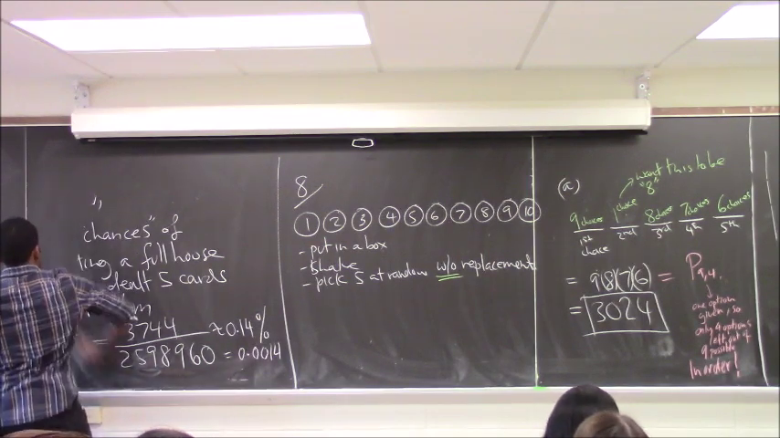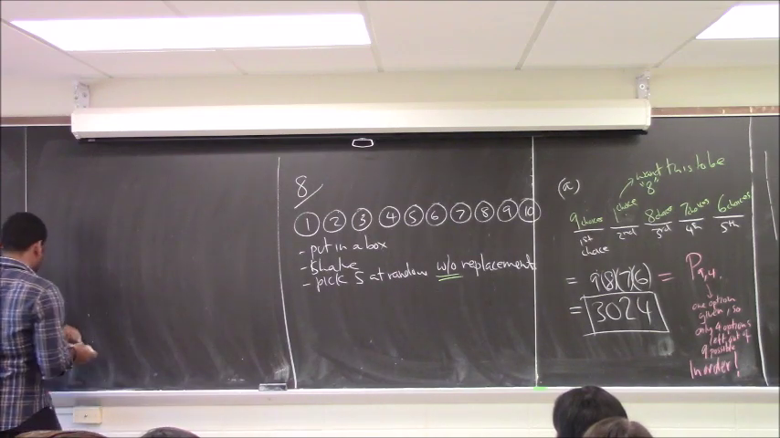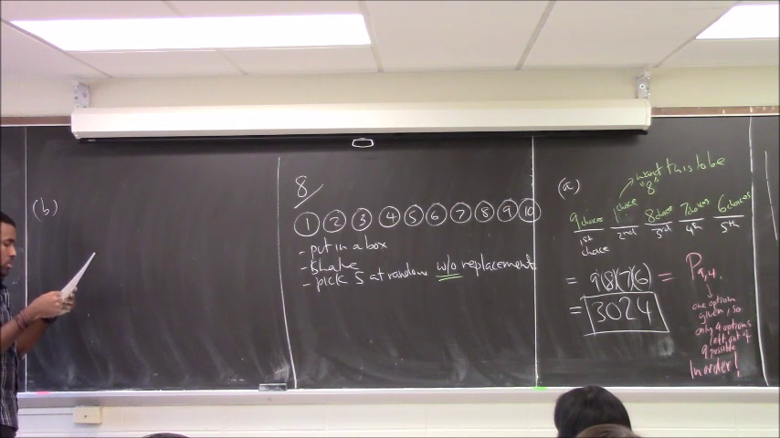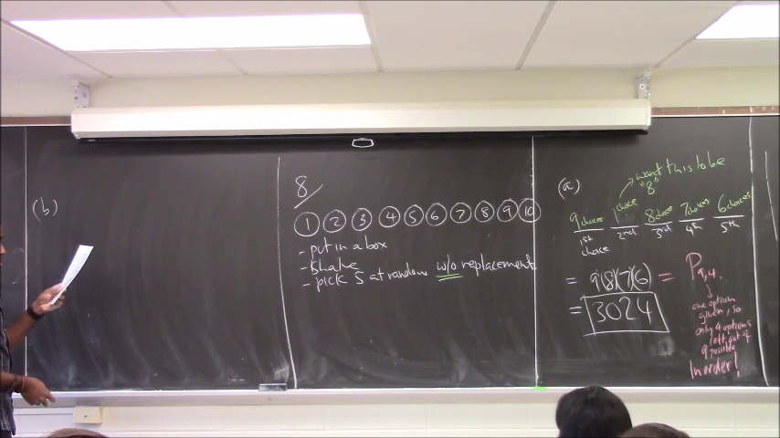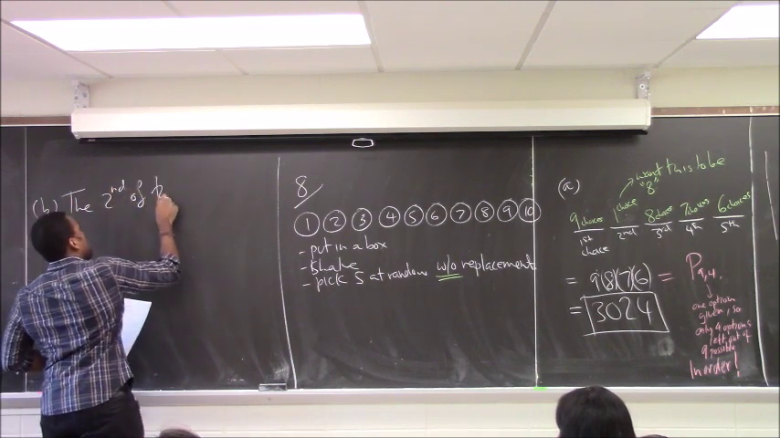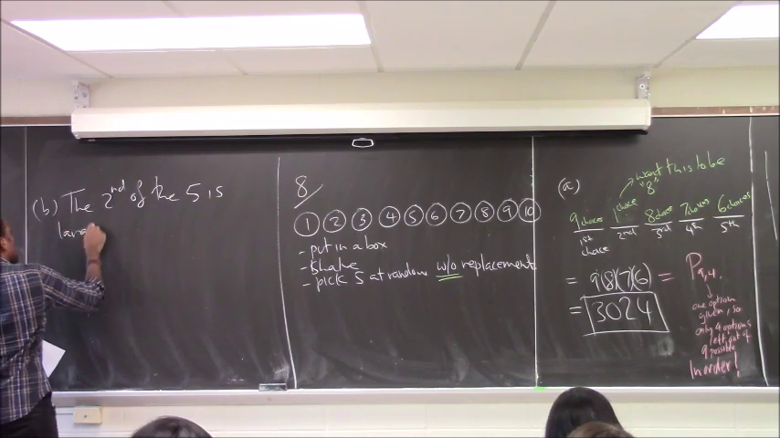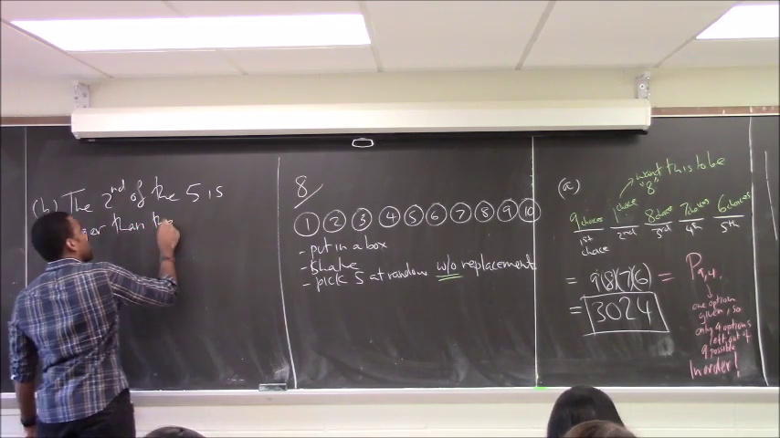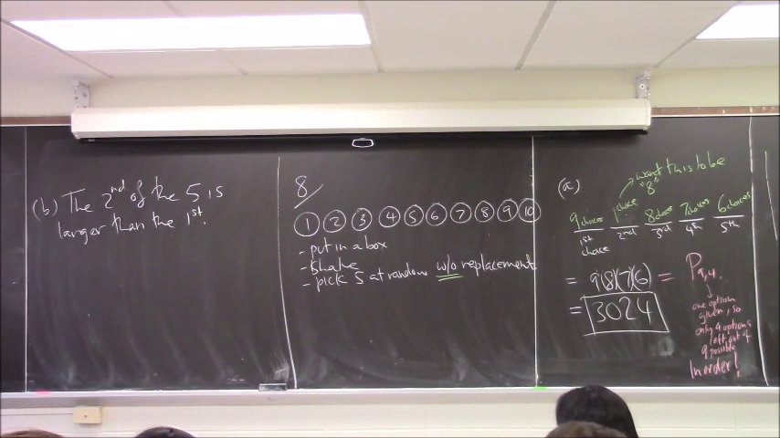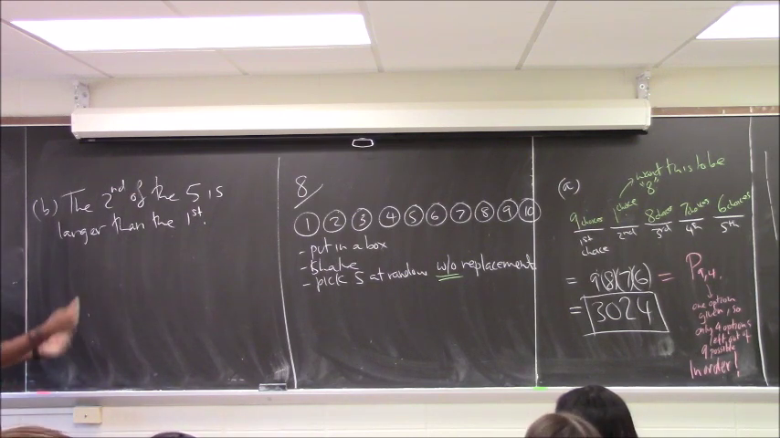Let's look at the next one. Okay, so B, the second of the 5 is larger than the first. How many ways can you select these 5 in such a way that the second number is going to be bigger than the first number? And I don't really care what happens otherwise.